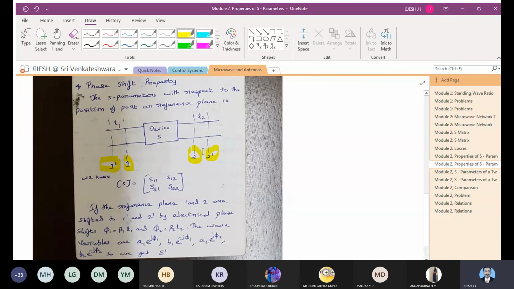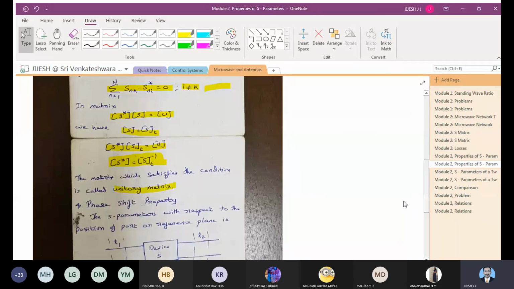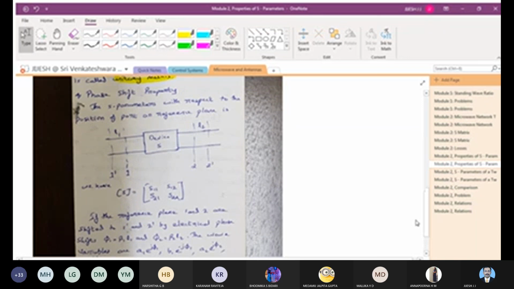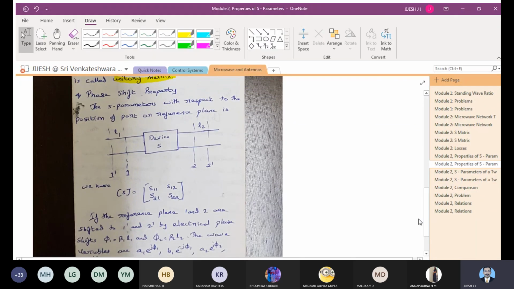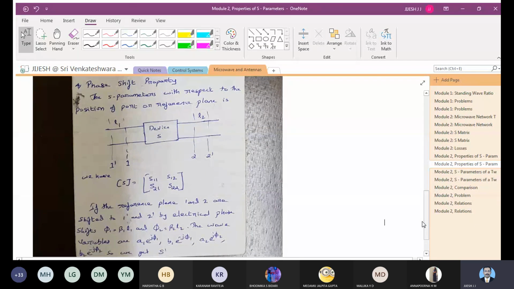So you can just write this down. There is not much further to understand in that. We will explain it with matrices. What will happen with the phase shift? The S parameter with respect to the position of the port or reference plane: 1 is shifted to 1 dash and 2 is shifted to 2 dash. Matrix S is as usual S11, S12, S21 and S22. When there is a shift in the phase, the electrical phase shifts phi 1 and phi 2 will come into existence, and we'll see that. As of now, you just write this down. We'll continue with property 4 in much more detail in the next class.